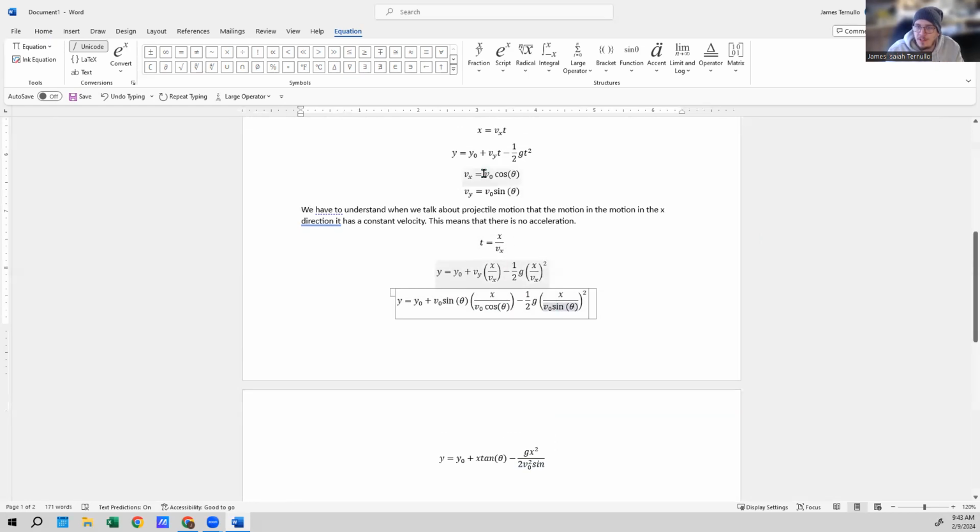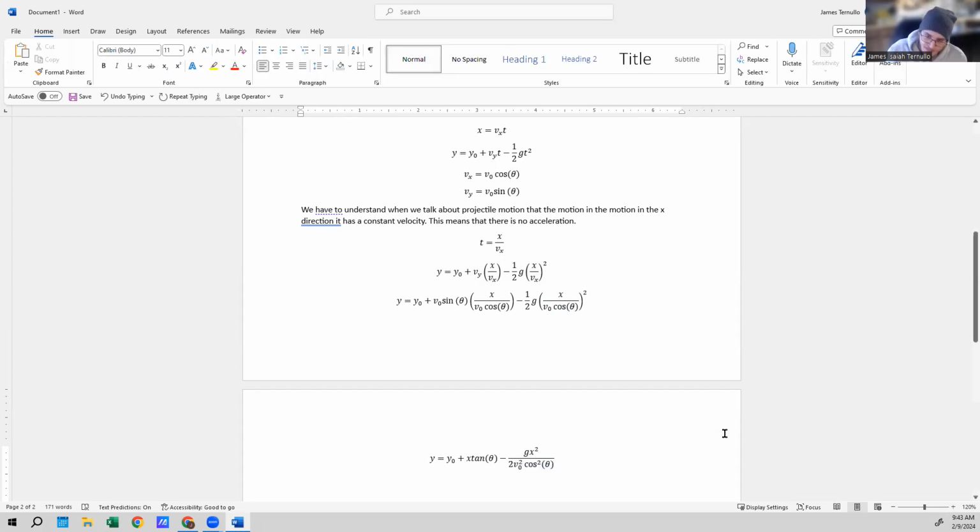Oops, I'm sorry. Look at that. See, I make mistakes as well. And so when I plug this in, I get our equation for the trajectory of a projectile. And so really that's how you dissect this.